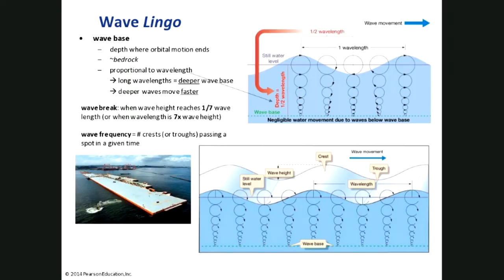The wave base is proportional to wavelength, so that longer wavelengths have a deeper wave base, and deeper waves also move faster. I don't know how well you can see this, but what this is saying is the depth from the height of the wave to the wave base is half the wavelength. A wavelength is the distance between successive peaks or successive troughs, and this is one wavelength. When the distance down from the surface is half of that wavelength, that is where we get the wave base. This is, like I said, negligible water movement. So a wave that has a wavelength of 100 feet would only penetrate down to about 50 feet beneath the water.